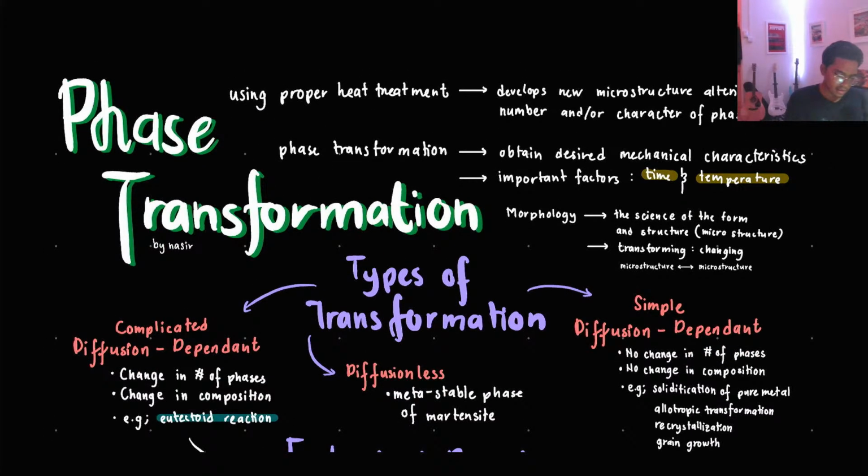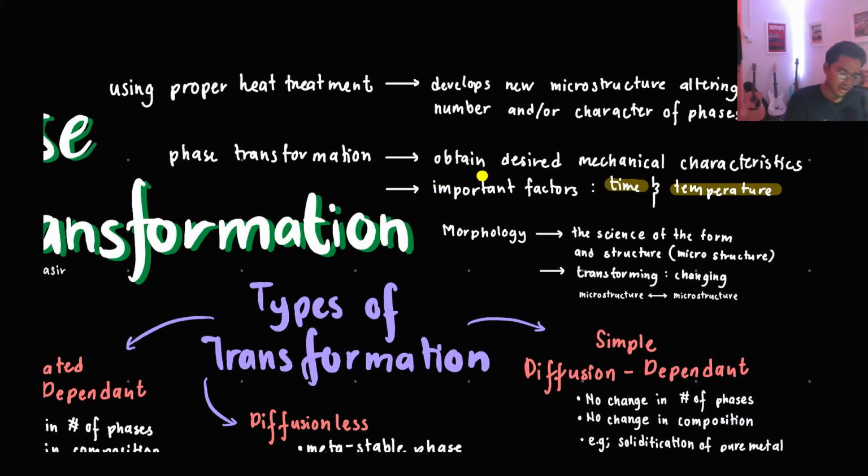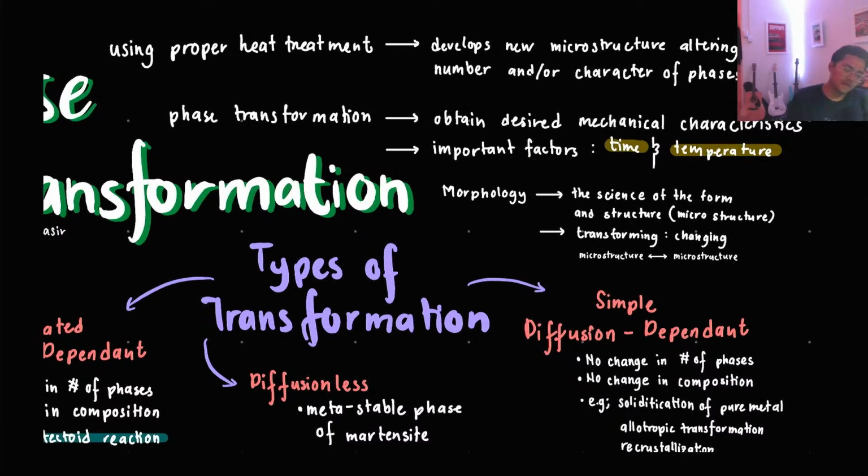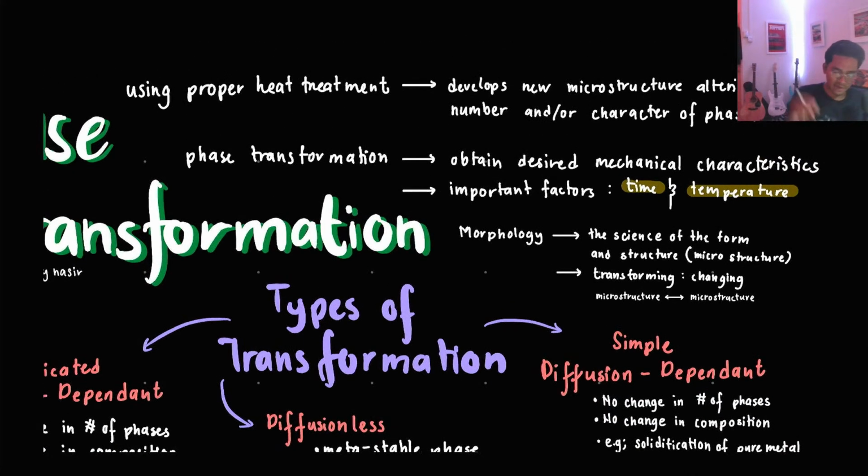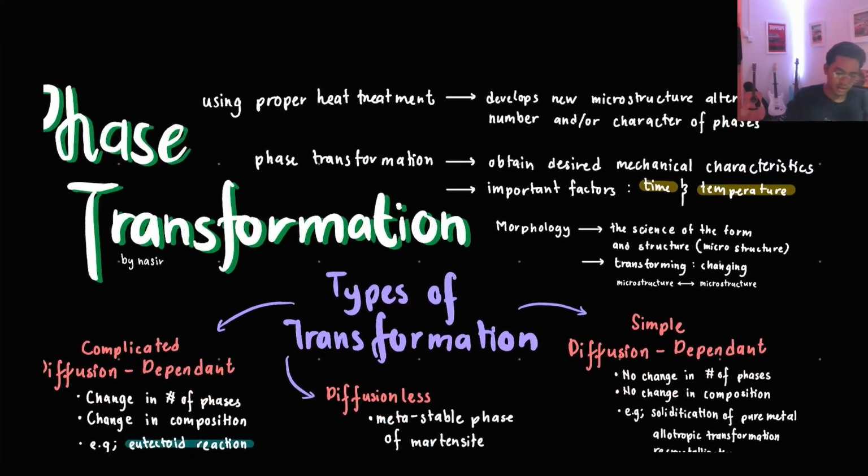So what is phase transformation? We do it to obtain desired mechanical characteristics. The important factors of transformation are time and temperature. If you have a longer time, what difference does it make? If you have a higher temperature, what difference does it make? So it is a very detailed topic that we need to focus on.